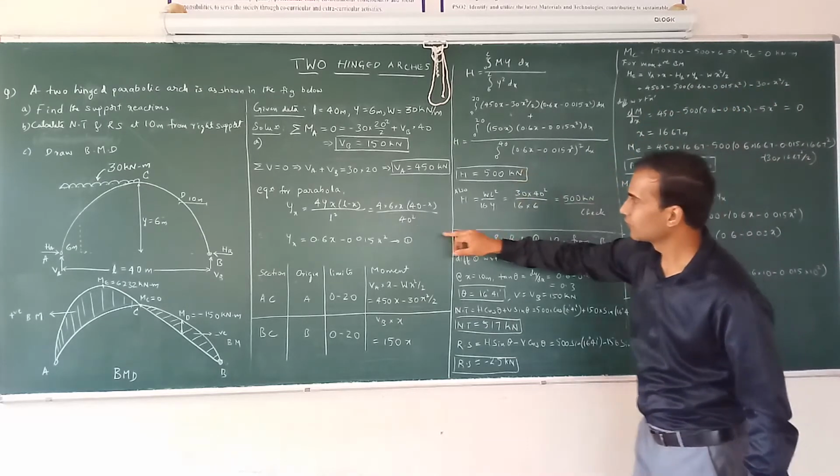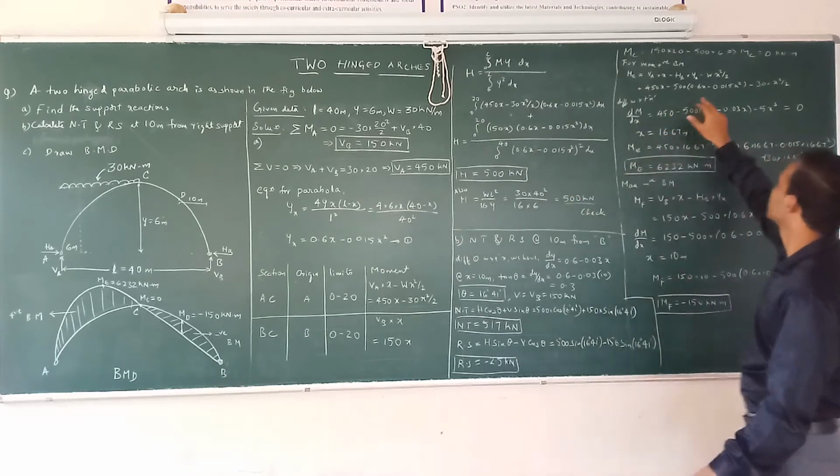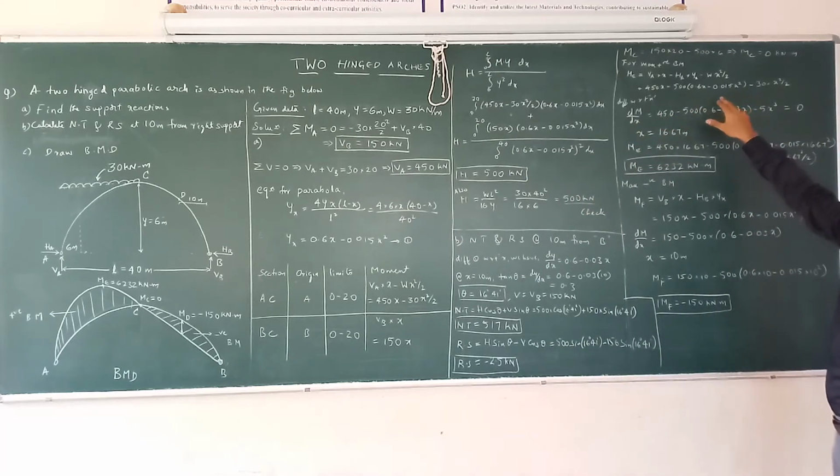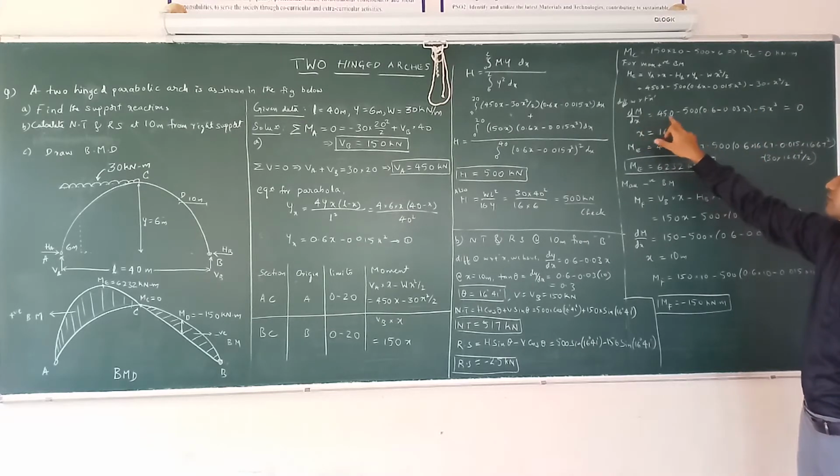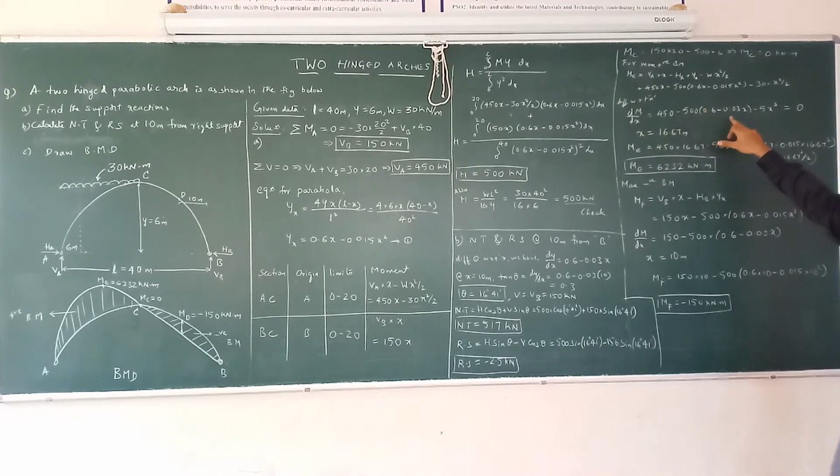If you differentiate this equation with respect to x, you will get dM upon dx equal to 450 minus 500 into 0.6 minus 5x squared, since x squared is x cube by 3, and 3 into 2 is 6, and 30 upon 6 is 5. Now if you equate this equation to 0, you will find the x at which the bending moment is maximum. So I have got x is 16.67.